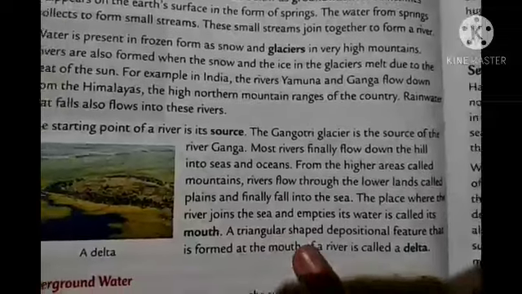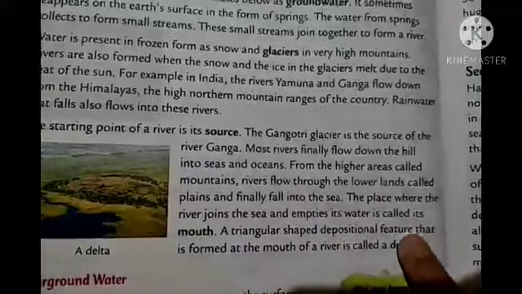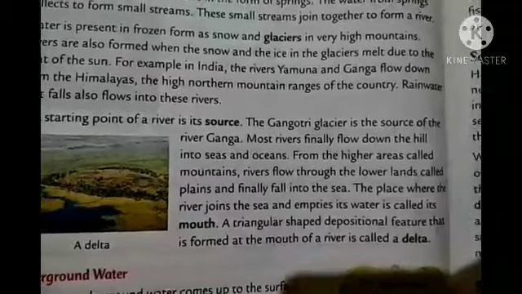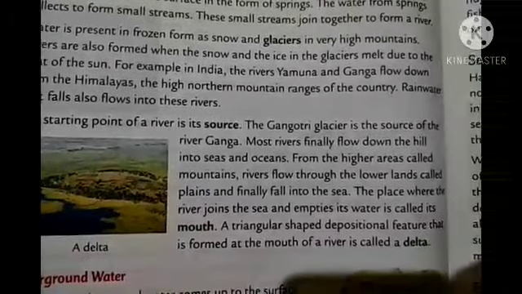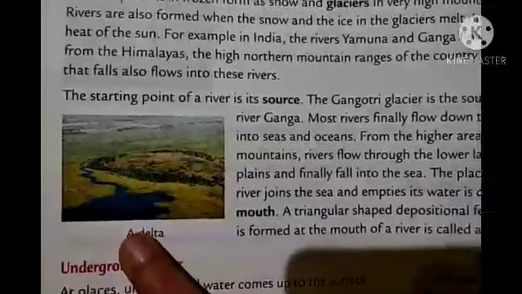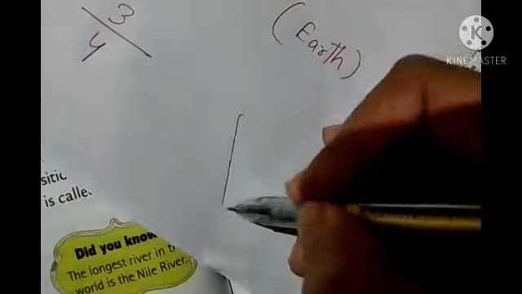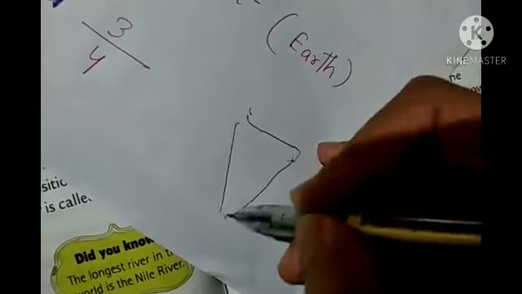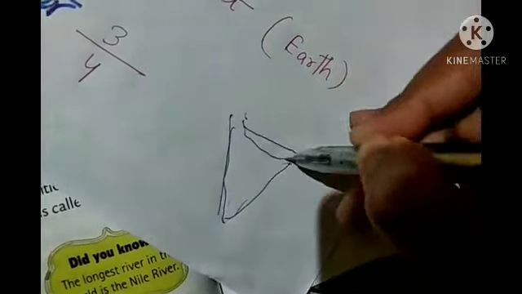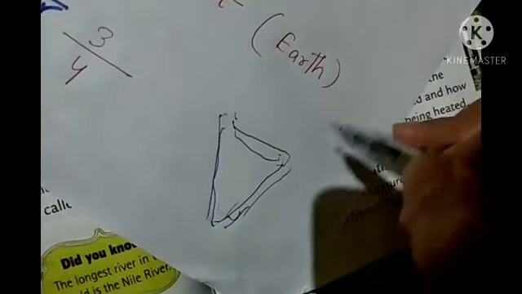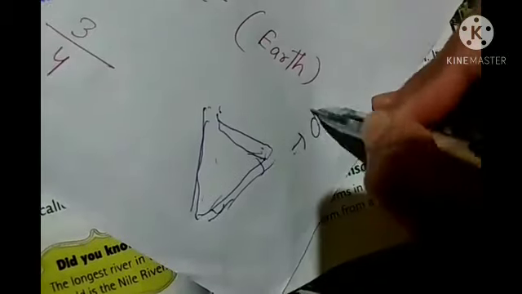A triangular shaped depositional feature that is formed at the mouth of a river is called a delta. One picture is also given here, delta. Depositional feature means the water gets deposited. It is formed at the mouth of the river, and that is why it is called delta. It is mostly a triangular shape, so here this is called your delta.